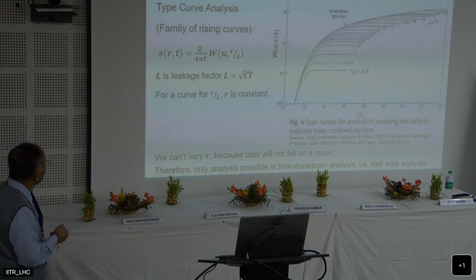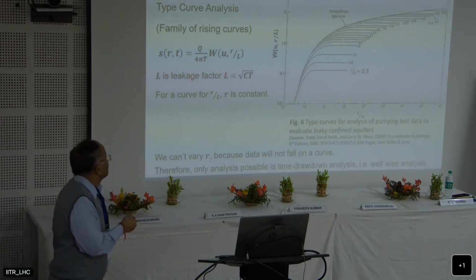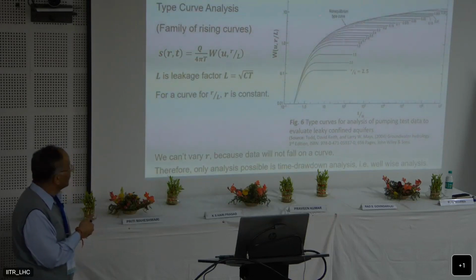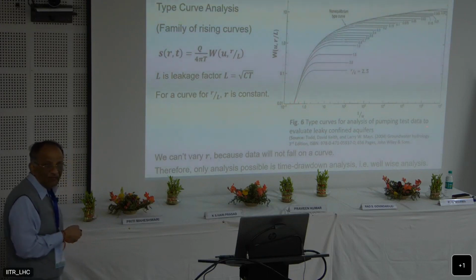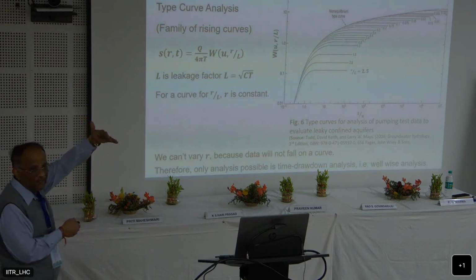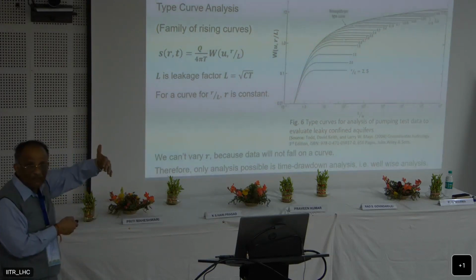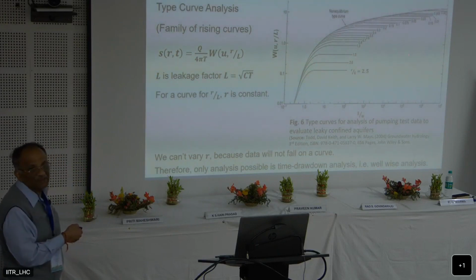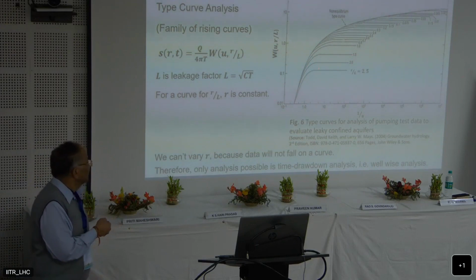For a curve of r by L, r is constant. Only one of these curves will match your time drawdown data when you plot s versus t and superimpose it on your data. When we pump a well in a confined leaky aquifer, initially the drawdowns will be more, and afterwards there will be leakage from the aquitard. If the leakage is more, the rate of increase of drawdown will be less, so it will become a little flatter. The amount of flatness depends upon how much the leakage is. If the leakage is very small, it will not be as flat.